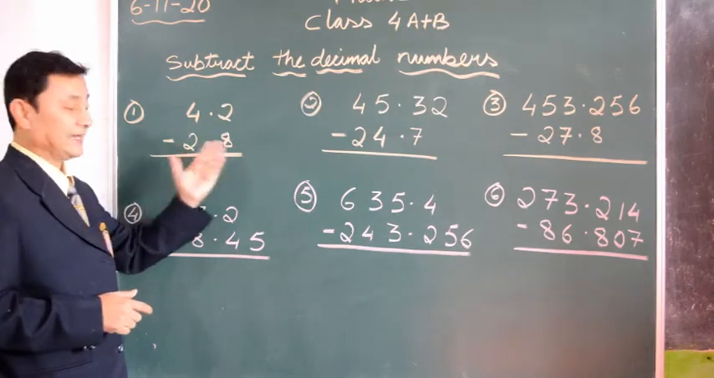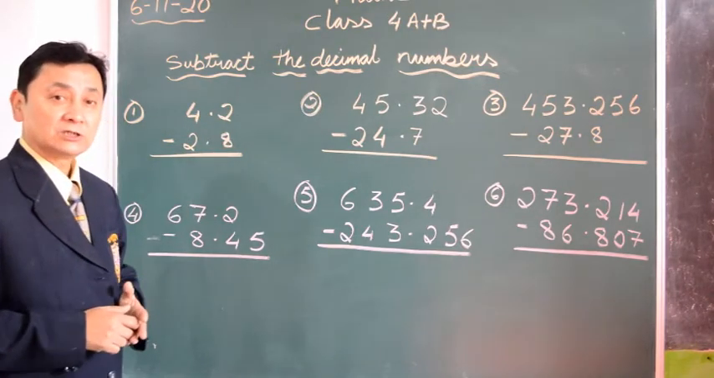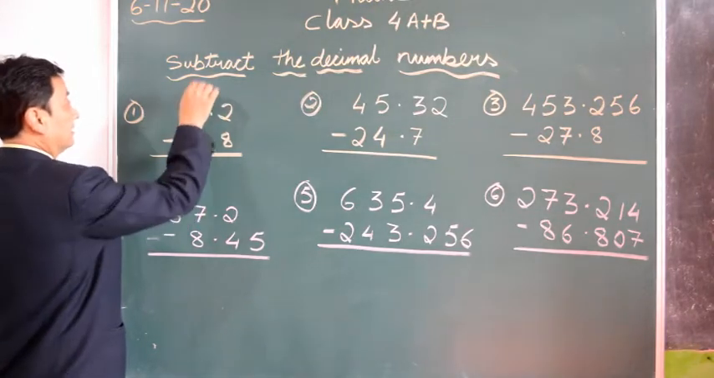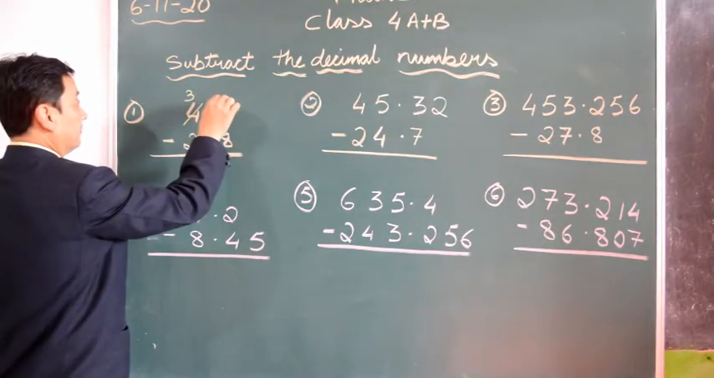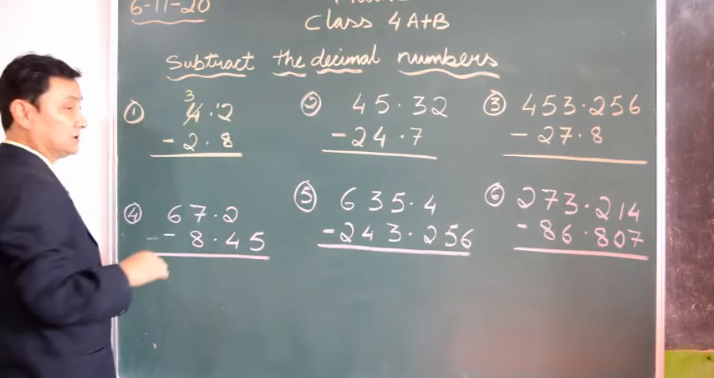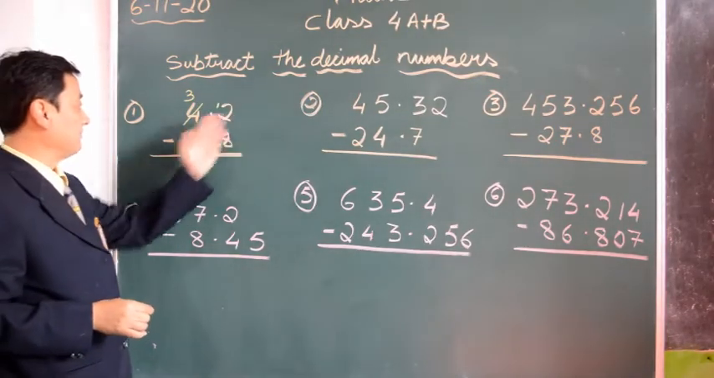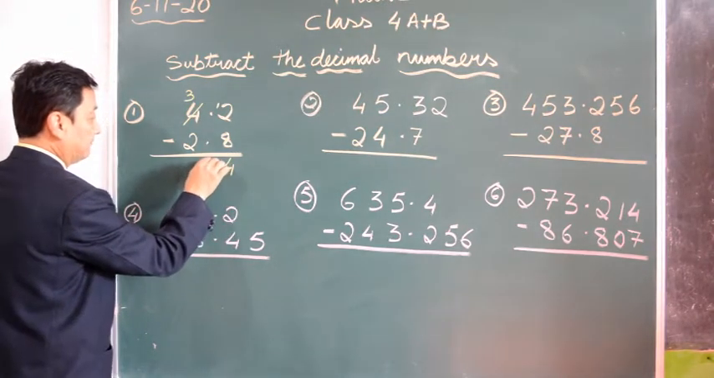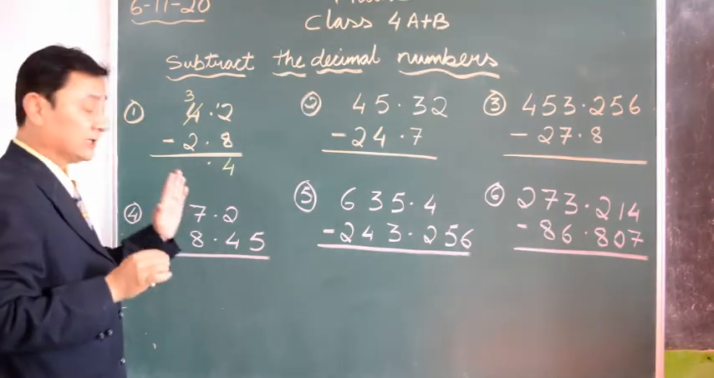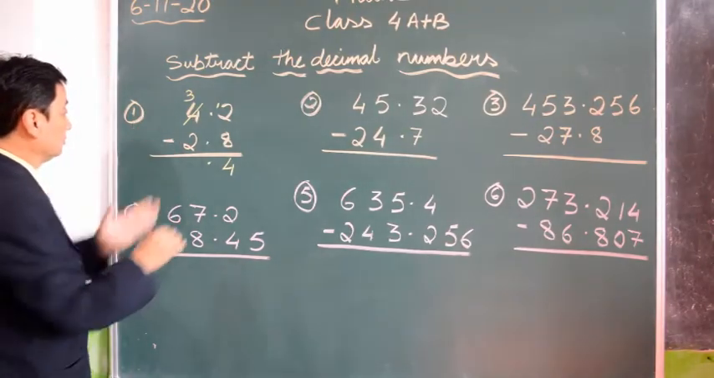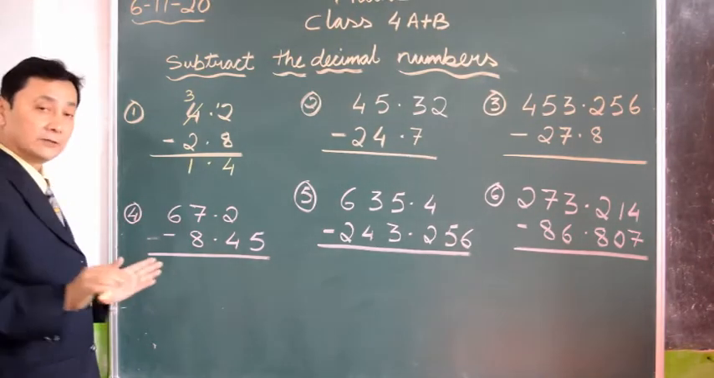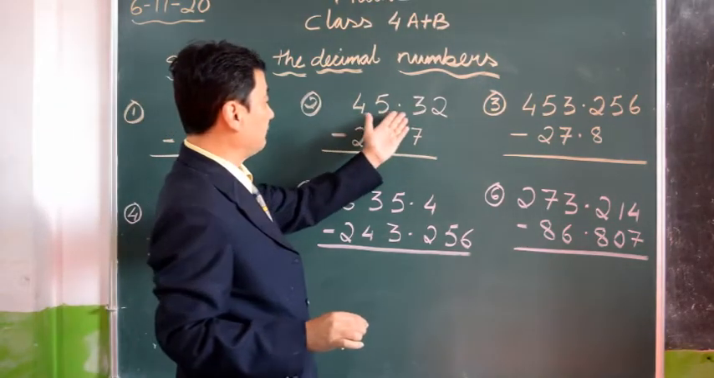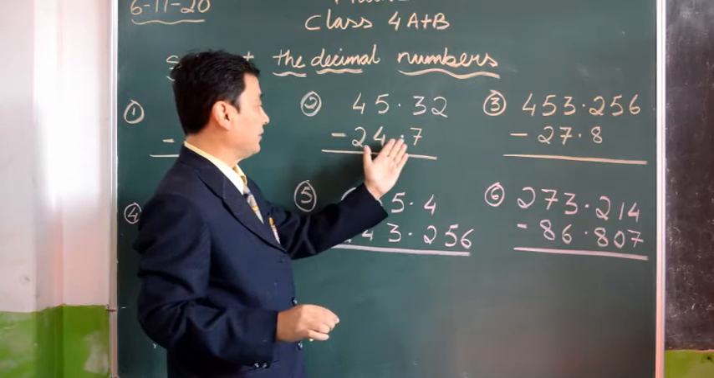2 minus 8. Can we subtract? No. So what should we do? Borrow from the next number. 4 becomes 3 and 2 becomes 12. Now we can subtract. 12 minus 8, 4. What do we have here? A decimal point. Remember to put the decimal point. 3 minus 2, 1. That was simple.